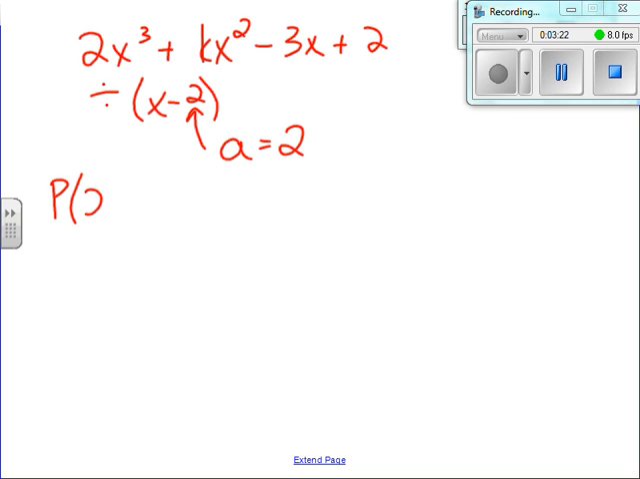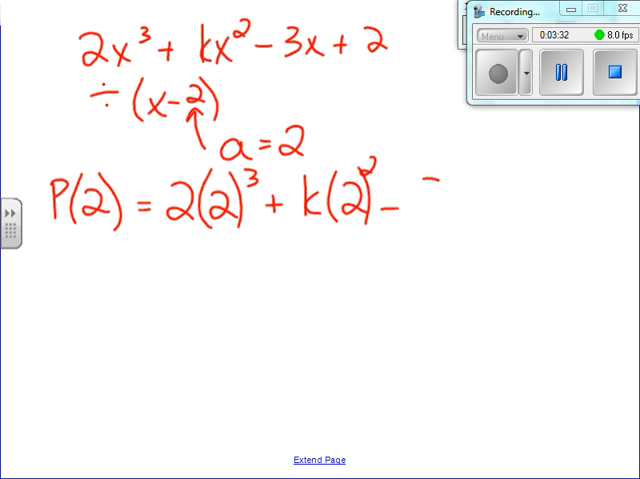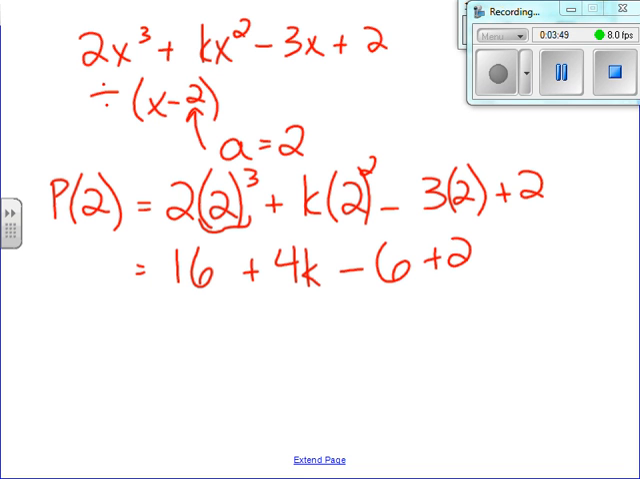So I'm going to go ahead and put p of 2 into my equation. Everywhere there used to be an x, I'm going to put a 2 in. Obviously I have a k that I haven't dealt with yet, but we're going to get there. This guy, 8 times 2, is 16. I've got 4k hanging out here. I've got subtracting 6 here and then plus 2. Let's put this together. 16 minus 6 is 10, plus 2 is 12. So I end up with 12 plus 4k here.